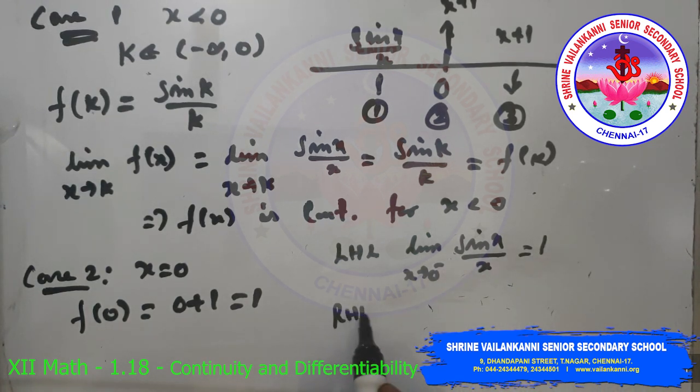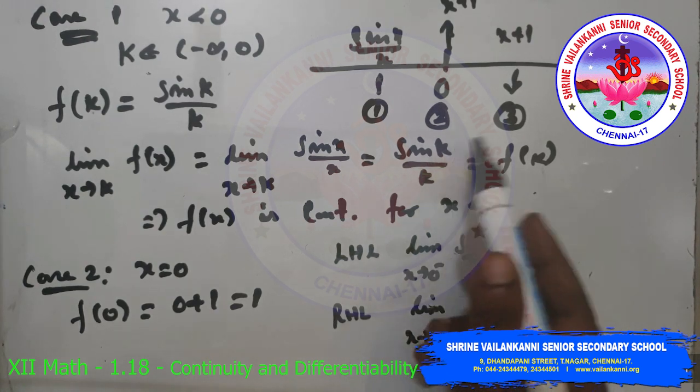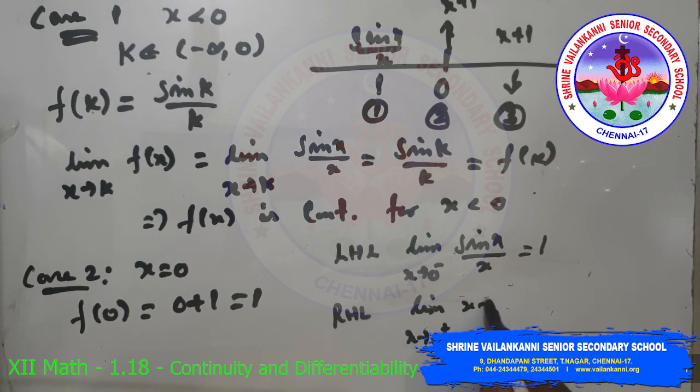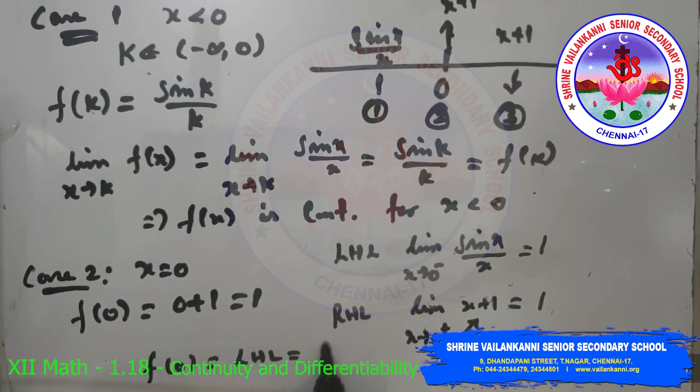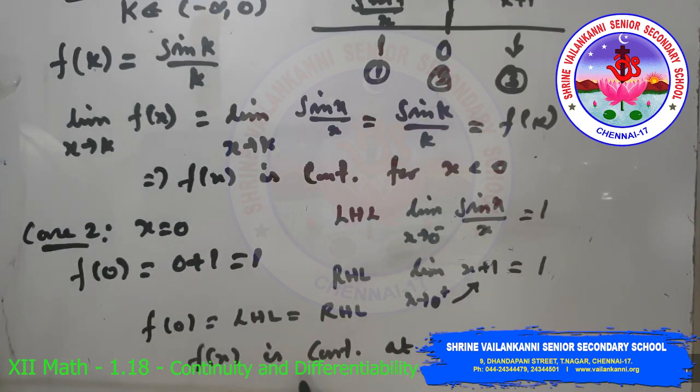Then right hand limit, x tends to 0 plus. To the right of 0, we have the function as x plus 1. So substituting x as 0, we get 1. So f of 0 is equal to the left hand limit, which is equal to the right hand limit. So f of x is continuous at x equal to 0.